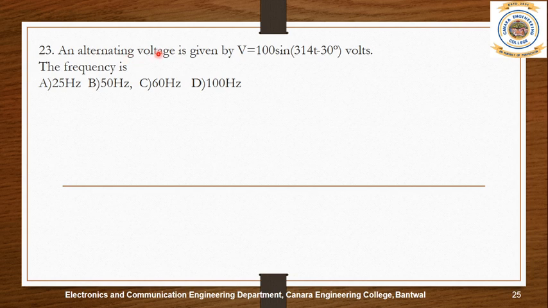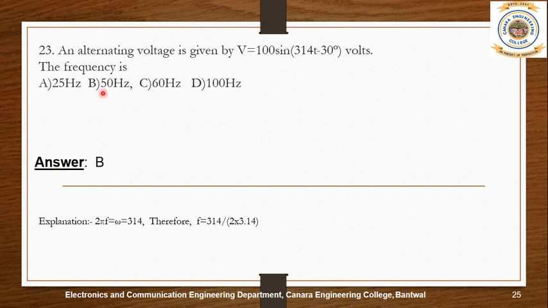An alternating voltage is given by V is equal to 100 sine 314t minus 30 degree volts. The frequency is. The general form of the alternating voltage is Vm sine omega t plus or minus theta. So here omega is equal to 314. So 2 pi f is equal to 314. So f is equal to 314 by 2 pi, which leads to the answer 50. That is option B, the right answer.